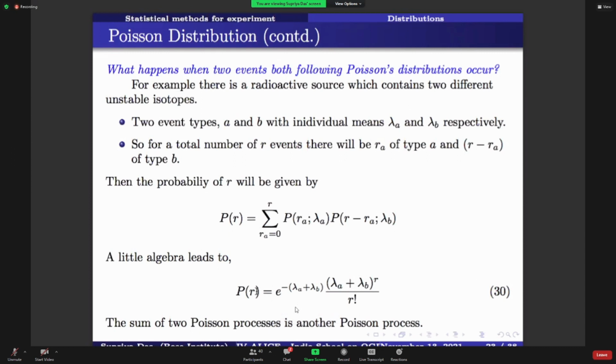So this expression looks exactly like the Poissonian distribution, which was e to the minus lambda, lambda to the r by r factorial. Here it is the same, right? Only thing is your lambda is now a sum of two different processes. So if you have two Poissonian processes, the sum of these, or the total probability from this, is once again Poisson. So you don't have to worry about it.